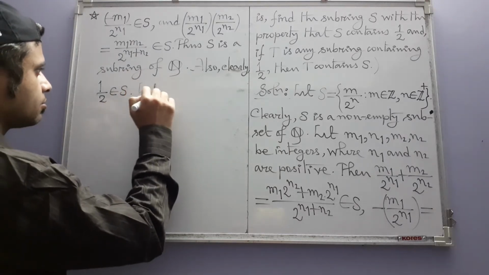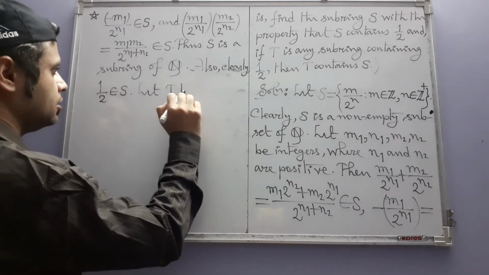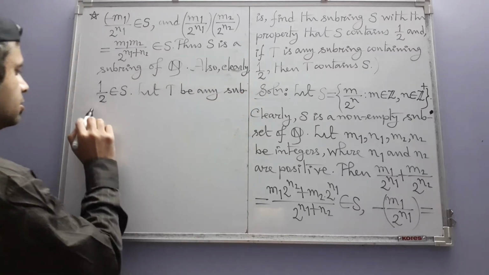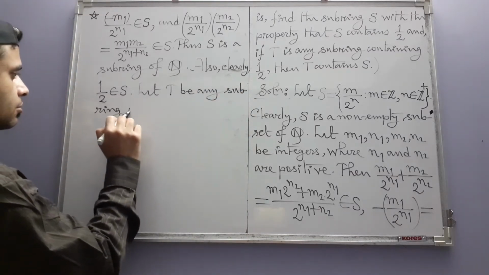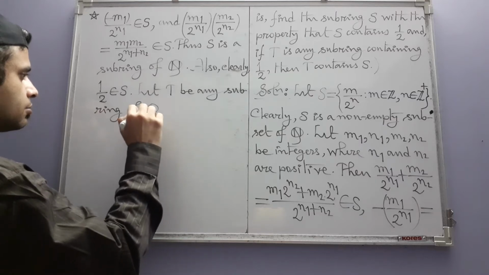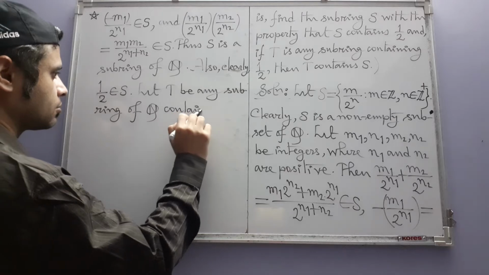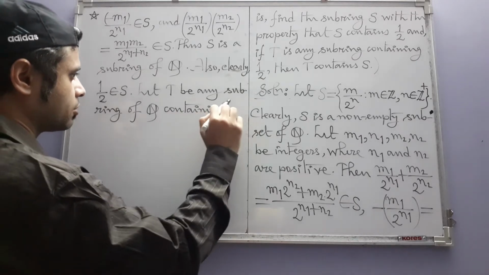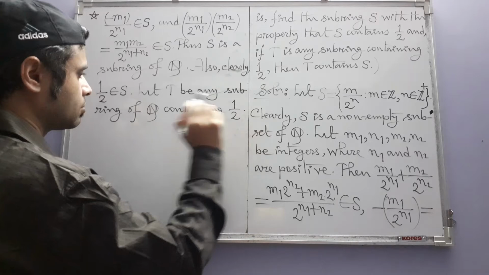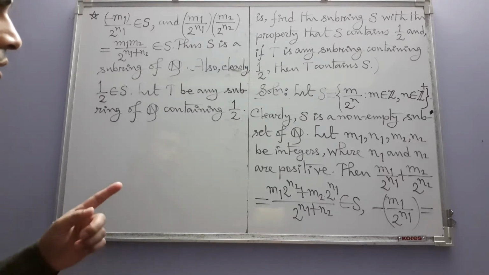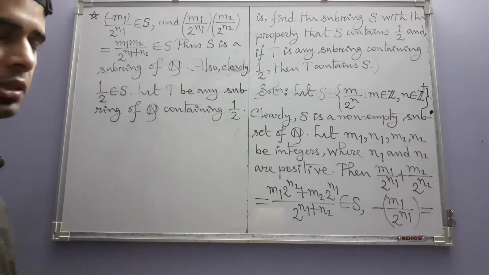Now let T be any subring of Q containing this 1/2. We will now prove that T contains S. That means every element of S is also in T.